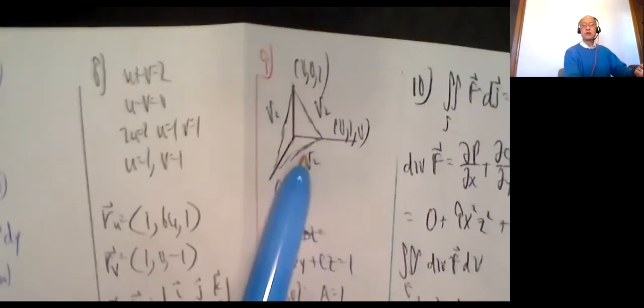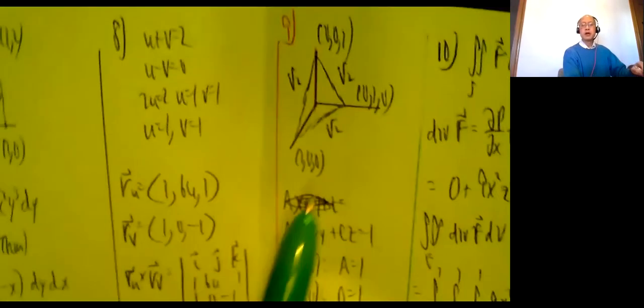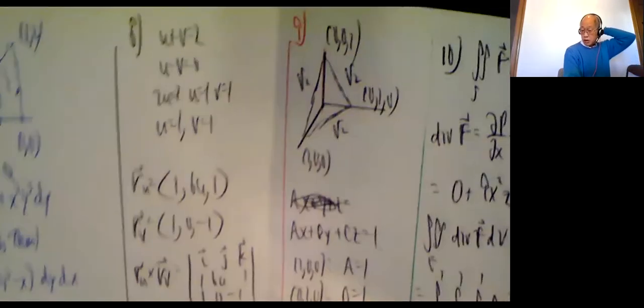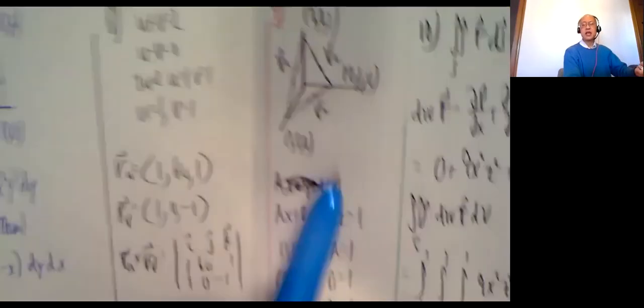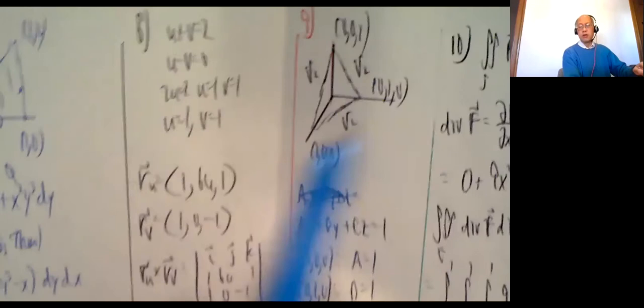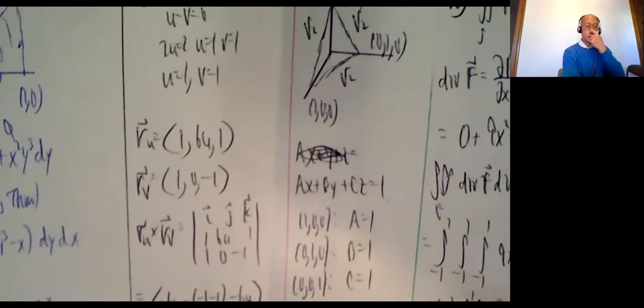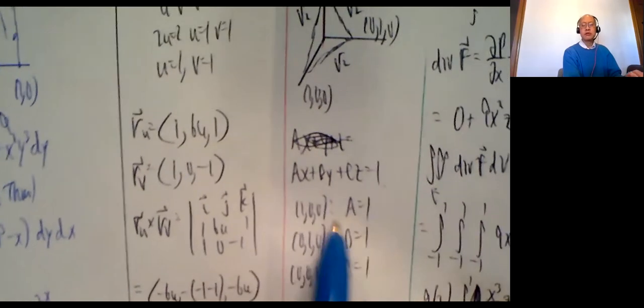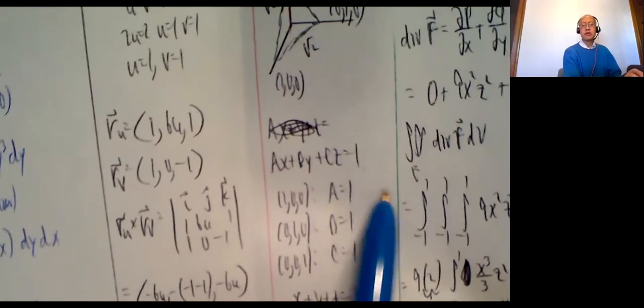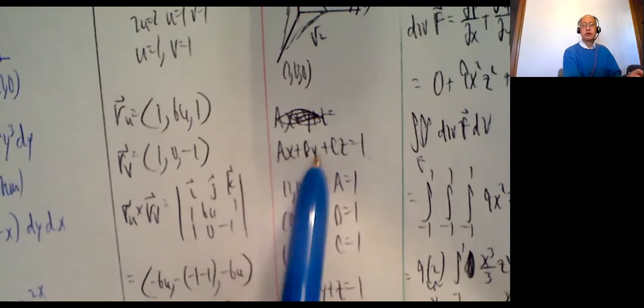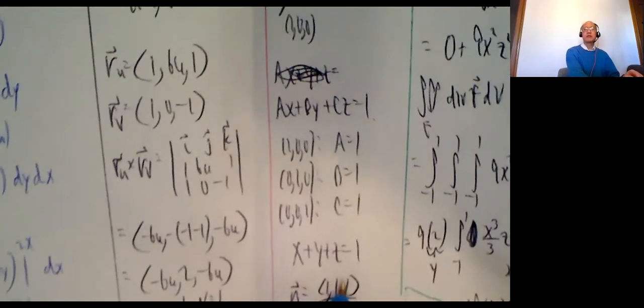Okay, number 9. So (1, 0, 0), (0, 1, 0), (0, 0, 1). Again, you go ax plus by plus cz equals the least common multiple of 1, 1, and 1. Well, that's 1. So if you plug in (1, 0, 0), a is 1. (0, 1, 0), b is 1. (0, 0, 1), c is 1. So x plus y plus z equals 1. It's the equation of the plane.